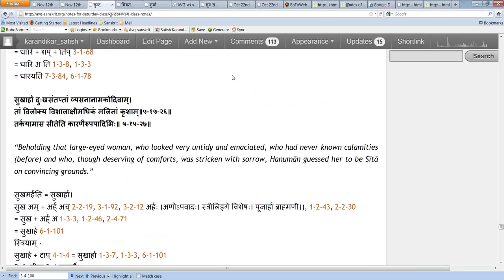Okay. Then Tam, while Ravi is correcting the typo. Tam Vilokya. Vishalakshim Adhikam Malinam Krisham Tarkayamasa Sita iti. Adgunaha Sita iti. Now this iti ends the quotation. The single word Sita is in quotation. That Tarkayamasa Sita iti. Karanaihi upapadibhihi. So the Padaccheda is Vivida Padaccheda.